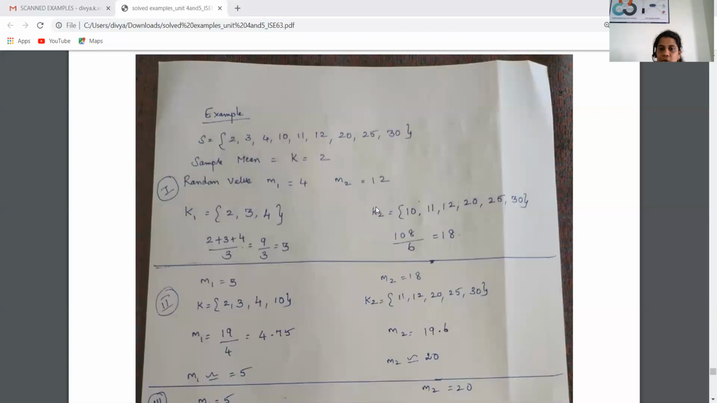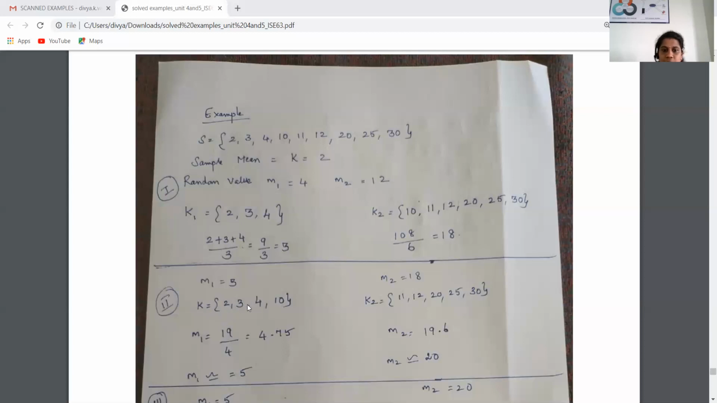Similarly in the second cluster also, initially this was the second cluster. Now when you are calculating the actual mean value, the cluster is rearranged as 11, 12, 20, 25 and 30. Now what is the next step? Now based on this rearranged cluster, again we are calculating the mean value. So as I told, this procedure will be repeated until you get a fixed cluster.